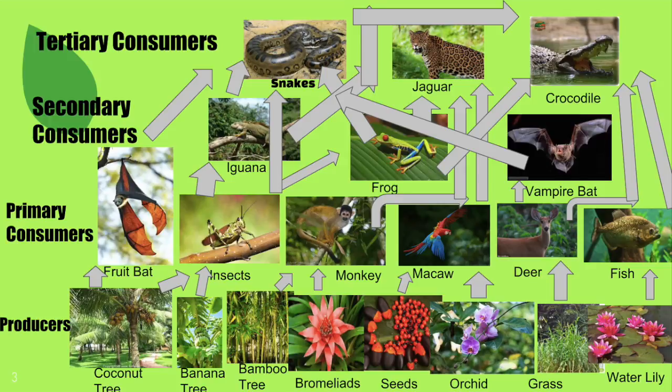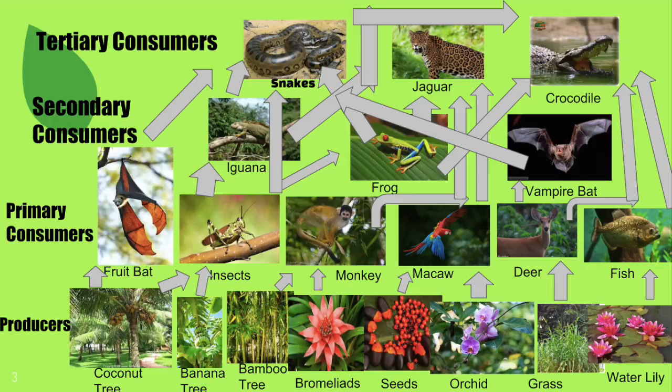The secondary consumers eat the primary consumers. The tertiary consumers are mostly carnivorous, eating the secondary and primary consumers. Some are snakes, jaguars, and crocodiles. These consumers don't have any predators within their biome and therefore are on the top of the food chain.